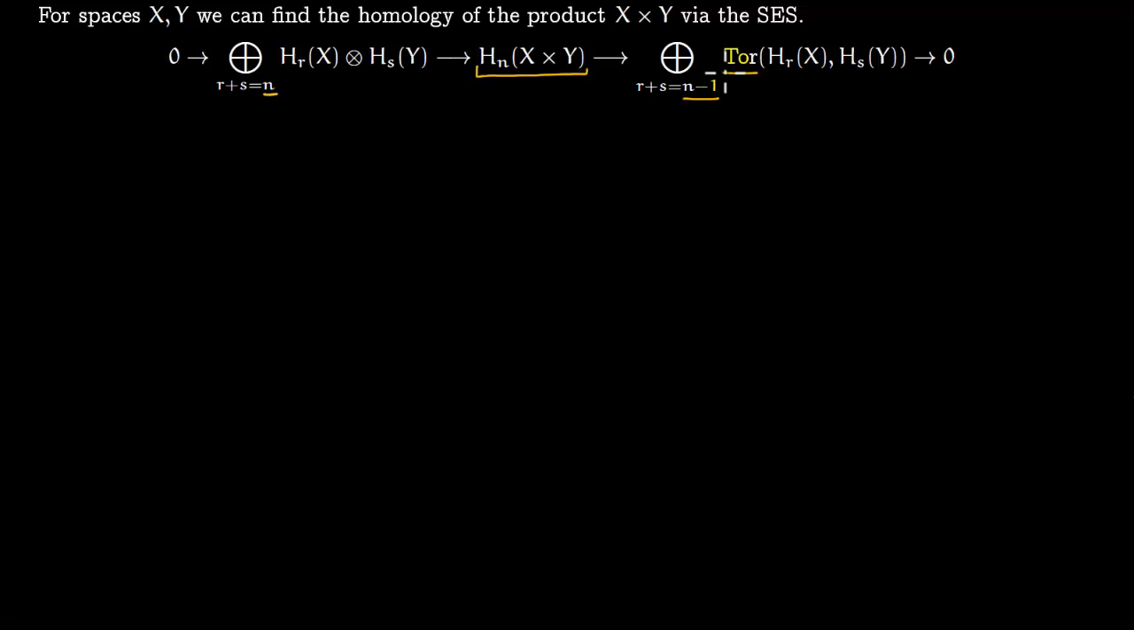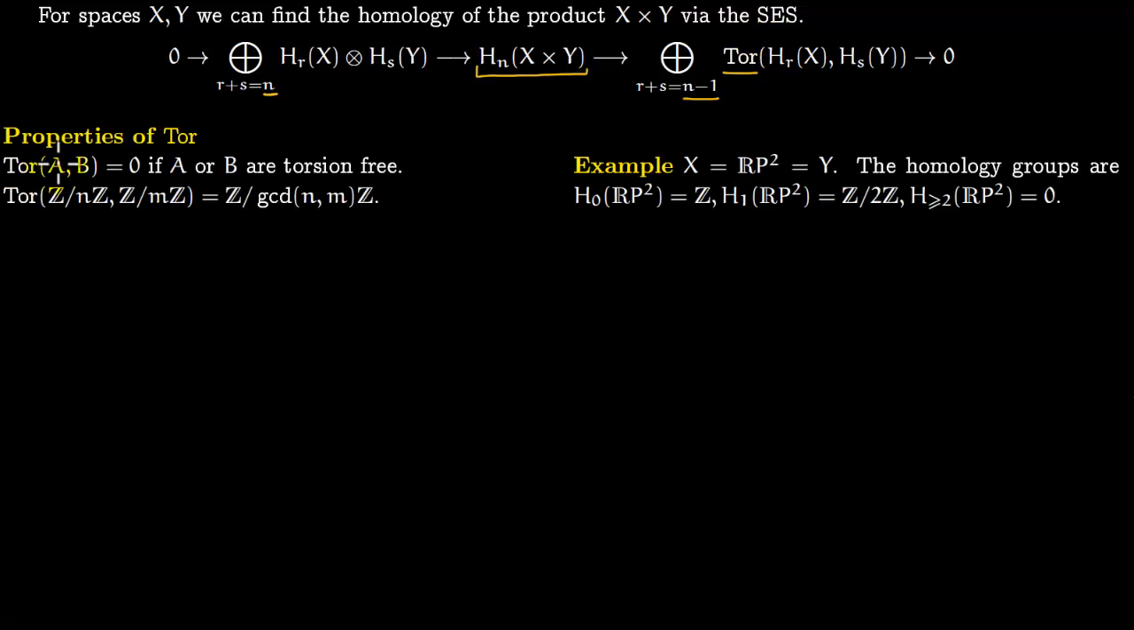Few words about Tor. Tor is a derived functor. We have talked about this in the lectures on homological algebra. Here we just state two properties which we are going to use repeatedly. The first property is Tor of A, B is 0 if A or B are torsion free. So in particular, if A or B are integers, this will just become 0. Second property is Tor of Z modulo nZ, Z modulo mZ is just Z modulo the greatest common divisor of n and m Z.